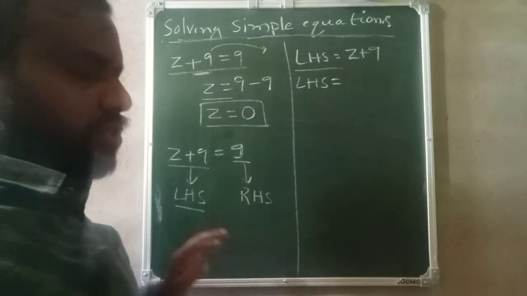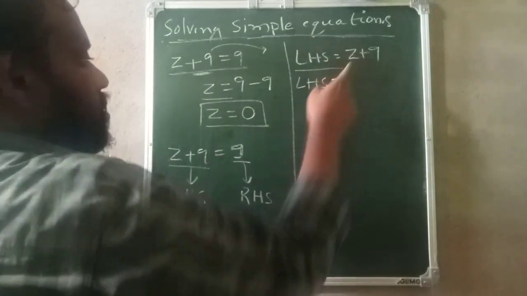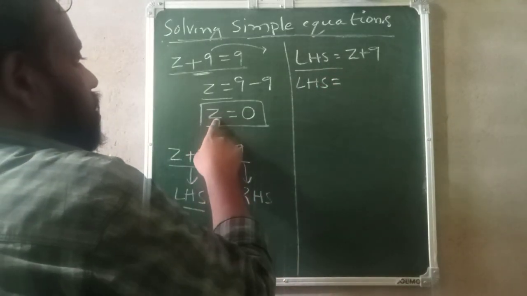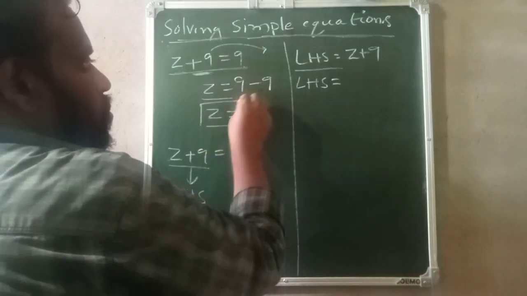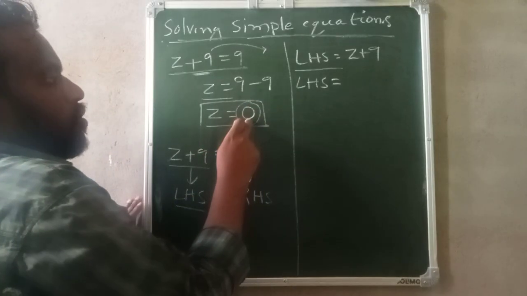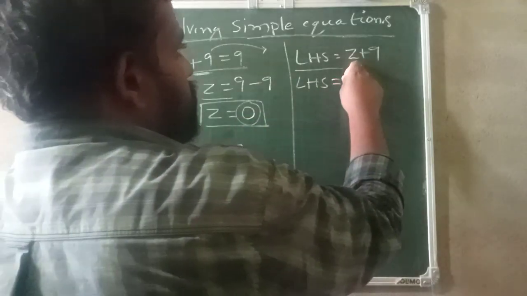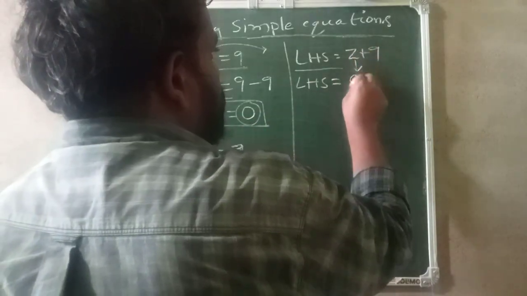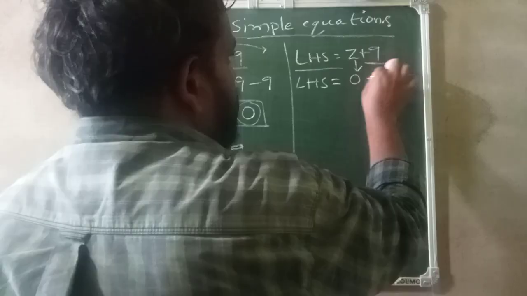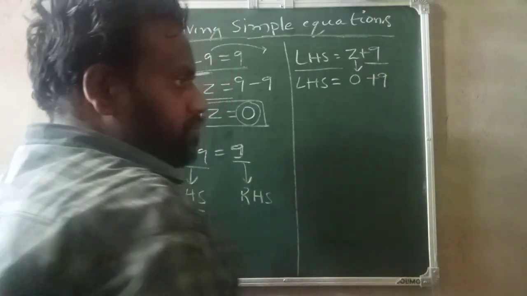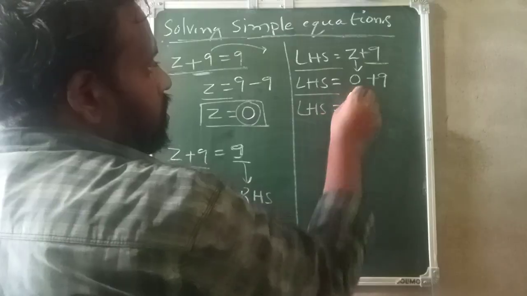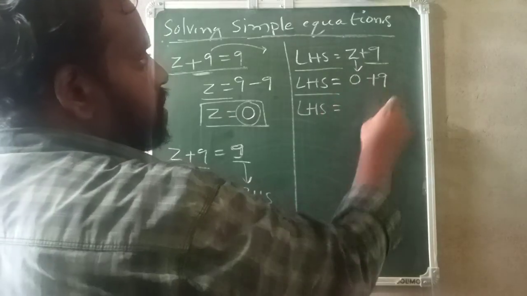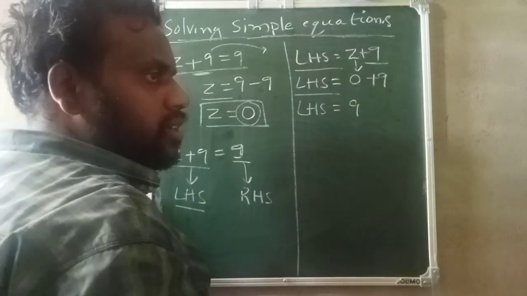Now substitute the value for z. So z is equal to 0. So value of z is 0. So this 0 I am going to substitute in place of z. So in place of z, 0 I will write. Plus 9 you write as it is. Now write this LHS is equal to as it is. So 0 plus 9 is 9 only.